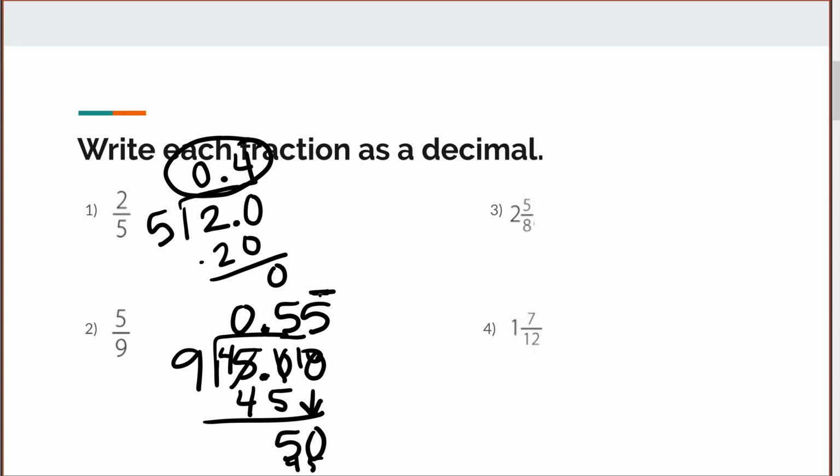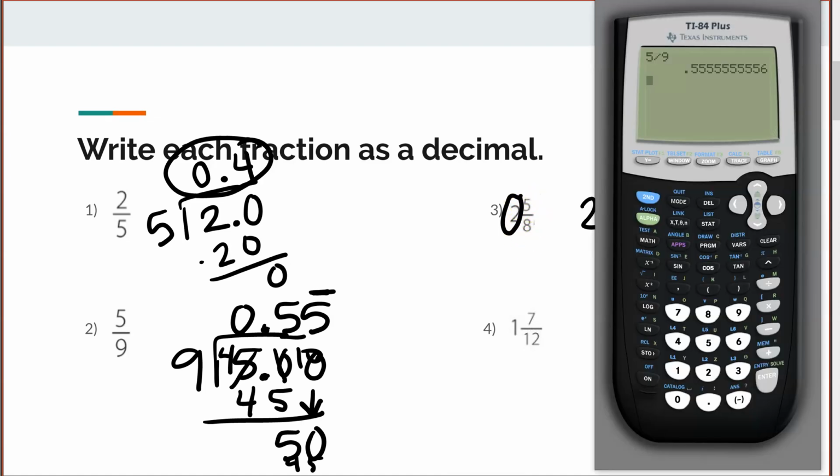All right, we're going to move on to question number 3 right here. This is a mixed number. What does that mean? It includes a whole number and a fraction. To convert this, all you have to do is take the whole number. The whole number goes in front of the decimal, and all you have to do is convert this 5/8. I'm going to use the calculator for that. So 5 divided by 8.